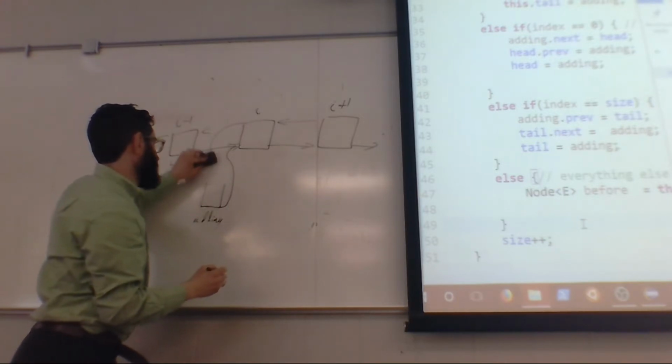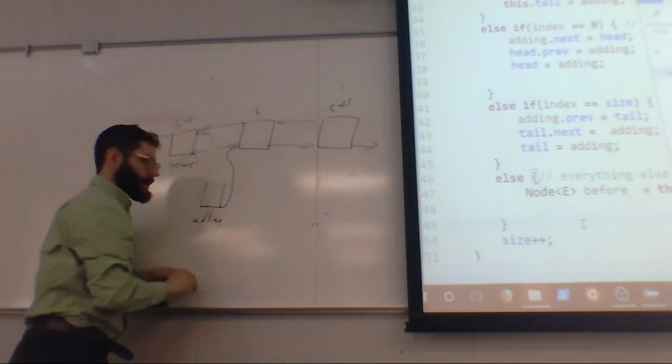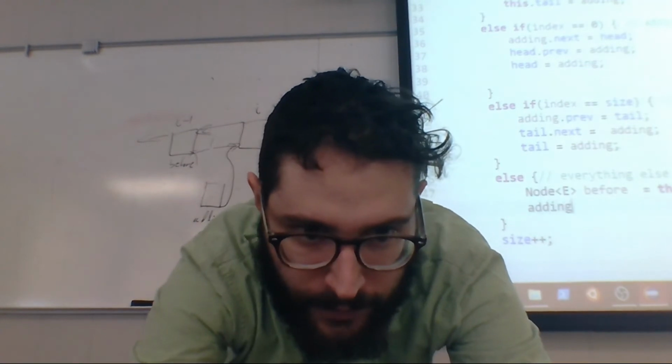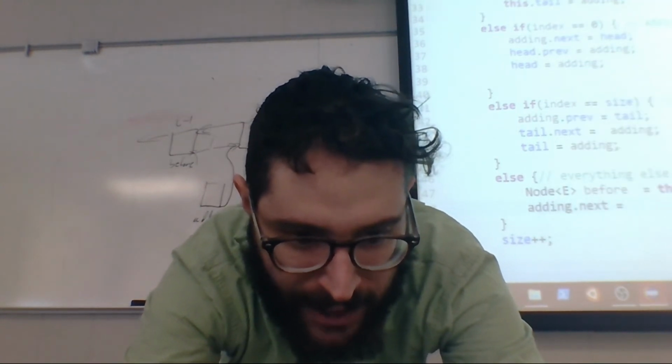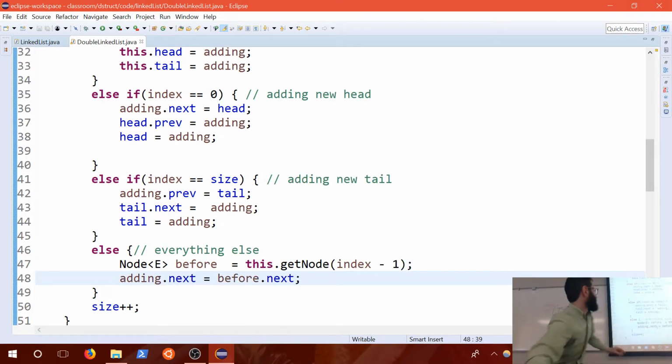So let's go through this line by line, because each of those arrow movements is a single line. Let's first do this one. This one was saying adding.next needs to attach to before.next. We attach adding.next to before.next. The memory location of before.next gets stored in adding's .next variable. Okay, now we need to take this arrow and put it over here.